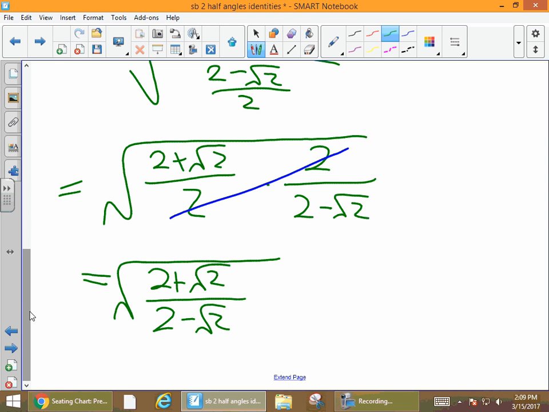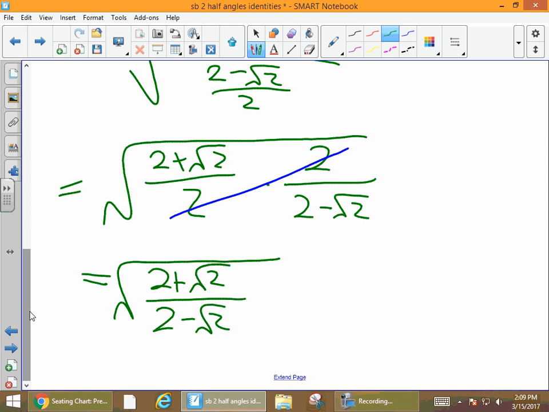So this is an answer for this problem. That's correct. It's not wrong. But what do you not like about it? We have a radical in our denominator. And mathematicians don't like the radical in the denominator. It's like answering a question but misspelling the word. And so it's not wrong, but it just doesn't look good.